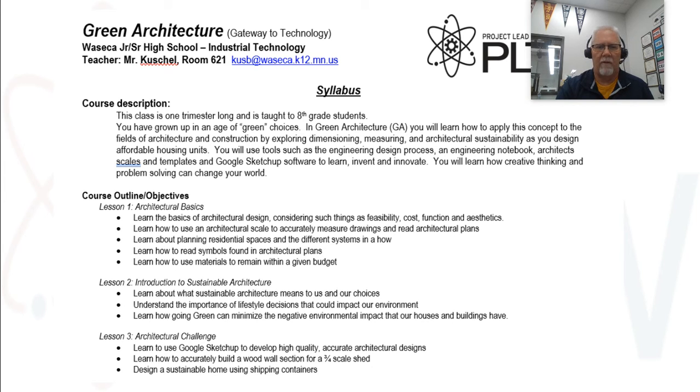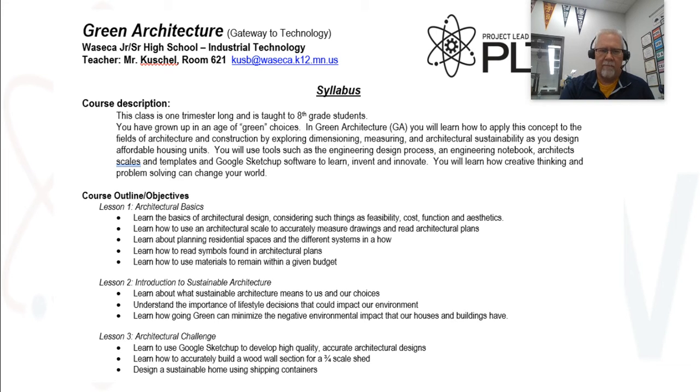All right, moving down then, you'll learn about planning residential spaces and the different systems in a house. And you'll learn how to read symbols found in architectural plans. You'll learn how to use materials that remain within a given budget. In the second lesson, we'll learn about sustainable architecture, and what it means to us and our choices. We'll understand the importance of lifestyle decisions that could impact our environment. We'll learn about going green and how that can minimize the negative impact on our environment.